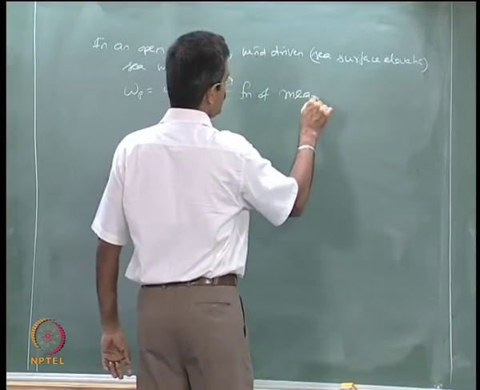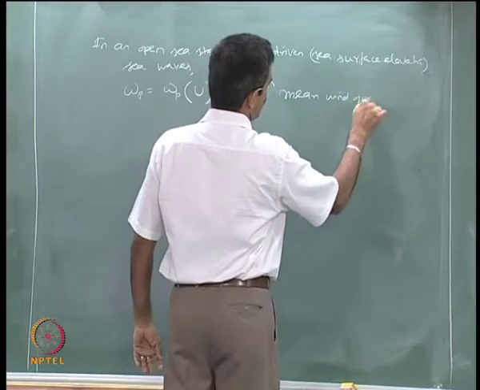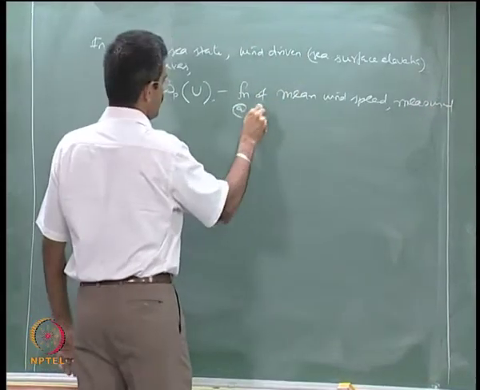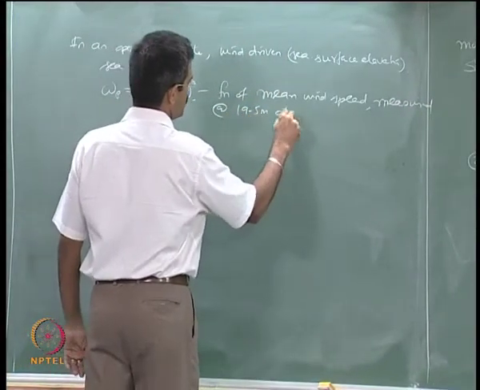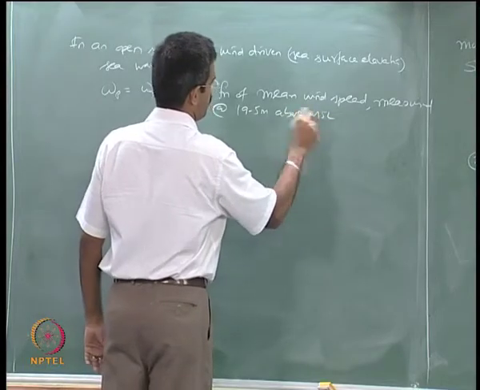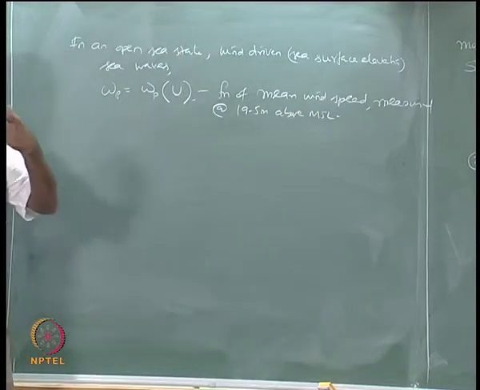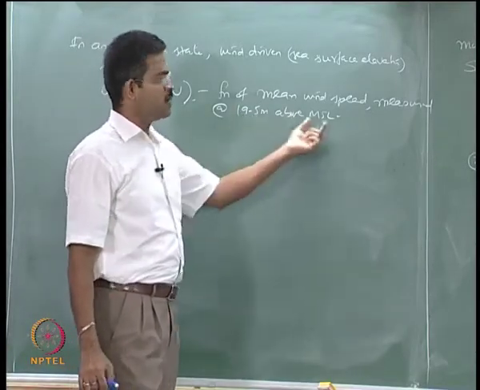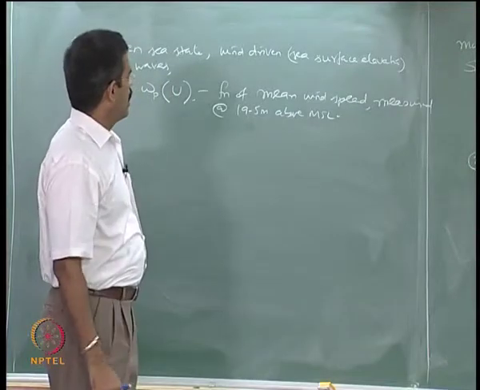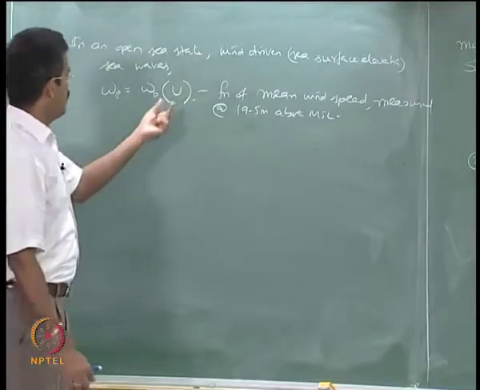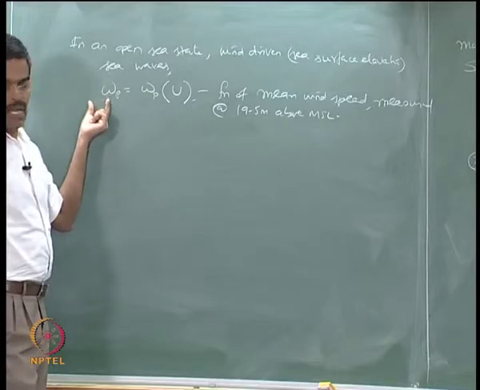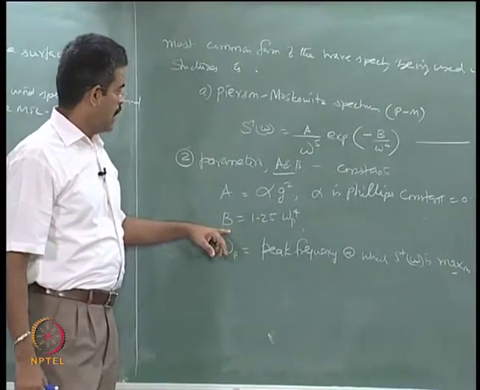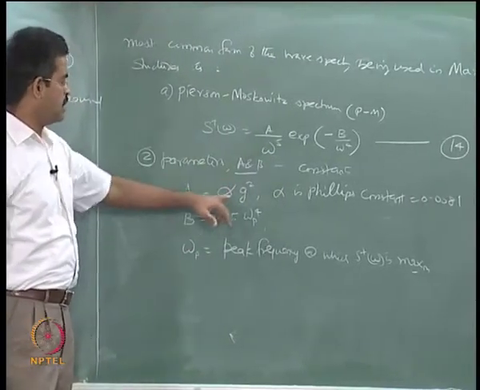mean wind speed measured at 19.5 meters above mean sea level. So, you measure a mean wind speed at an elevation about 19.5 meters above the still water level, and that wind speed will be giving you omega p, and that omega p is what I will use in the parameter of B here, and of course A is a Phillips constant based value.